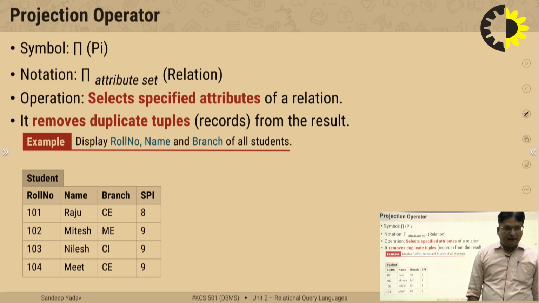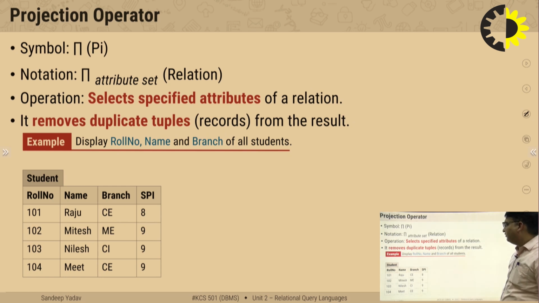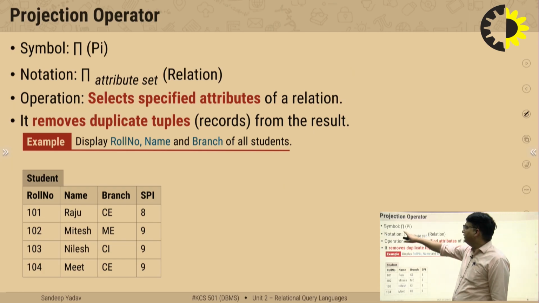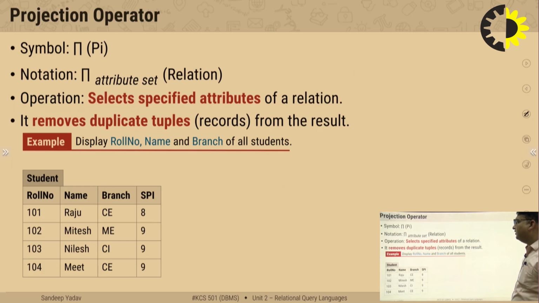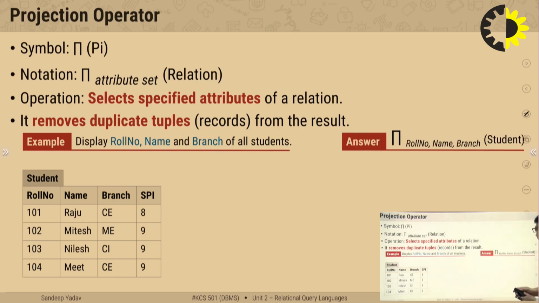Now, let us discuss it. We want to find out the roll number, name and the branch of all the students. So, how to write it? We will be using the symbol pi. In the subscript, we will be writing the name of the attributes. So, pi, roll number, name, branch, and this is the name of the relation. And these are the attributes.